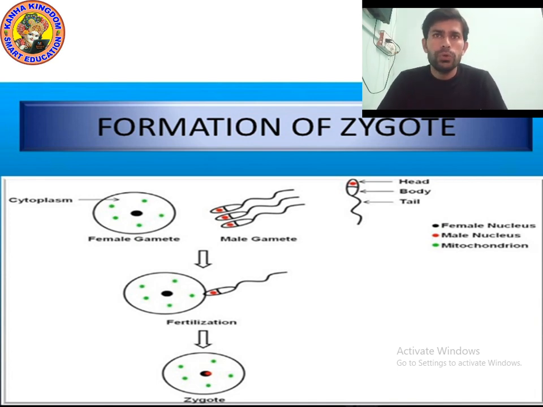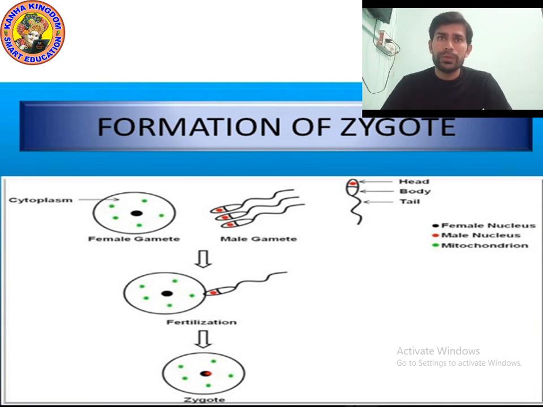The female gamete contains cytoplasm. When the male gamete meets the female gamete, fertilization occurs. Because of fertilization, the zygote is formed. Zygote is also a single cell.